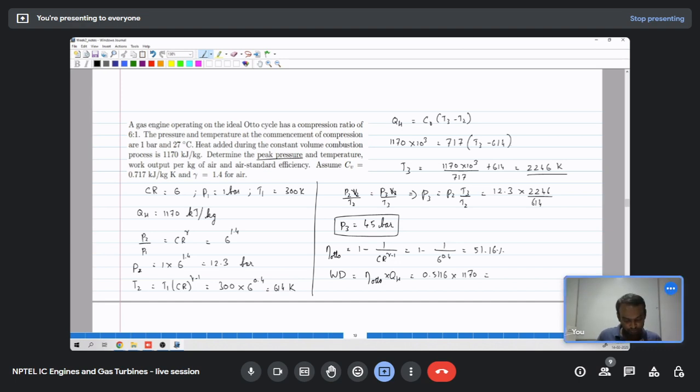So work done is 1170 into 0.5116. So this is 598.6 kilojoule per kg, because the heat added is in kilojoule per kg. Now work output per kg is found and the air standard efficiency is also found. I think that's the problem. Any question with this problem?